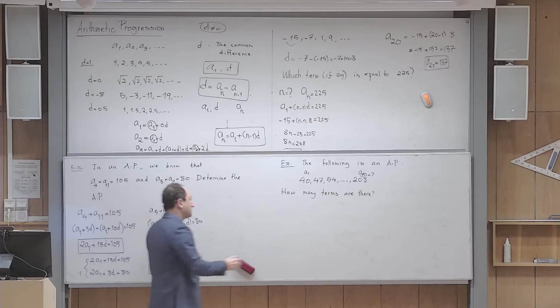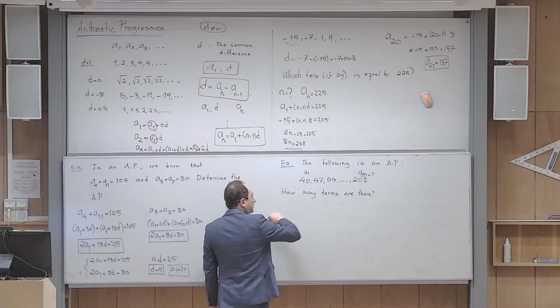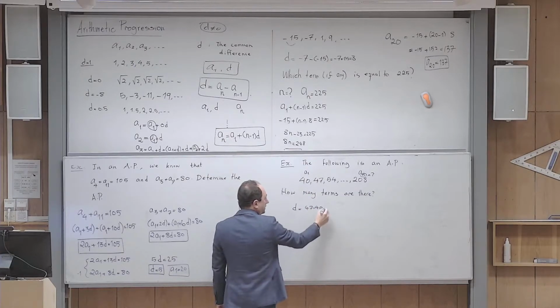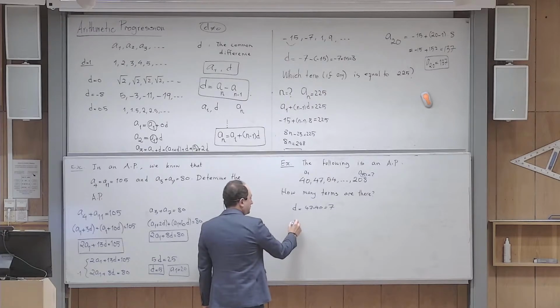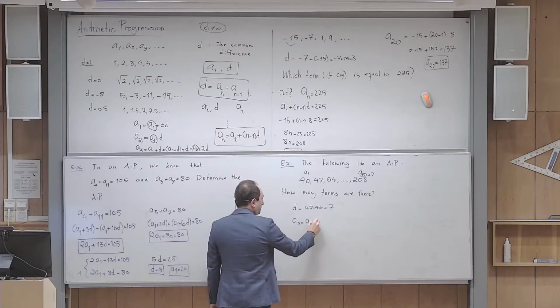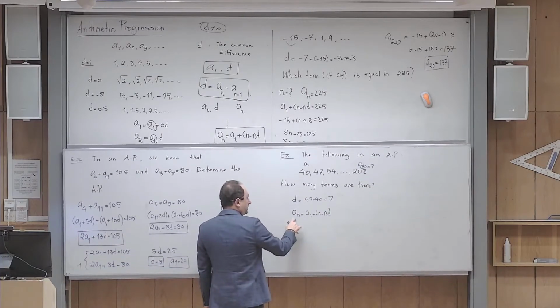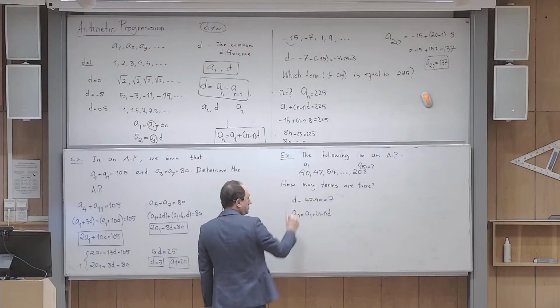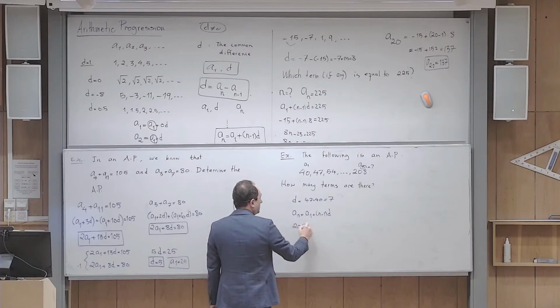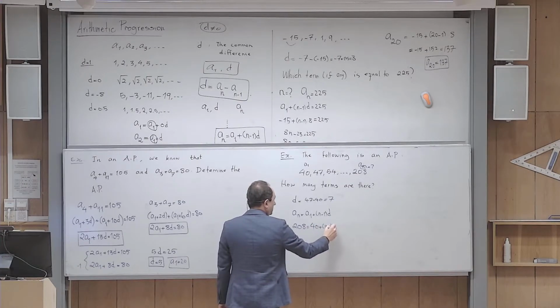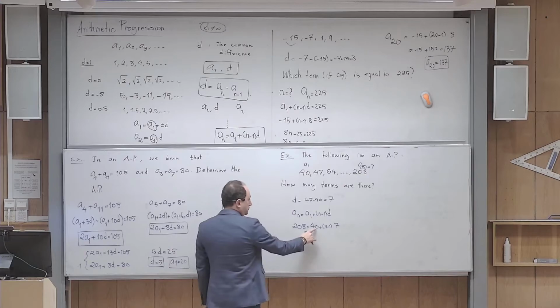So this is my first term. According to the problem, that is an AP, so I need to find D, which is, I take these two consecutive values, 47 minus 40, for example. This is 7. And then I write the formula that AN is A1 plus (N minus 1) times D. AN is 208. A1 is 40. N is missing. D is 7. So I move this to the other side.